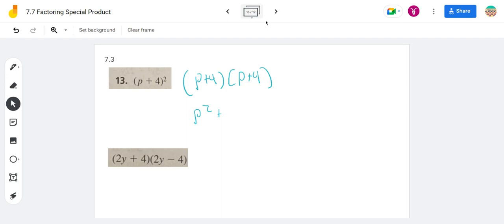So for the slide that you are doing, the question asks us to expand the product using the formulas. If the question is in the form a plus b times a minus b, then you should think about the formula a square minus b square. And if it is the form a plus b squared, then you should think about a square plus 2ab plus b square.